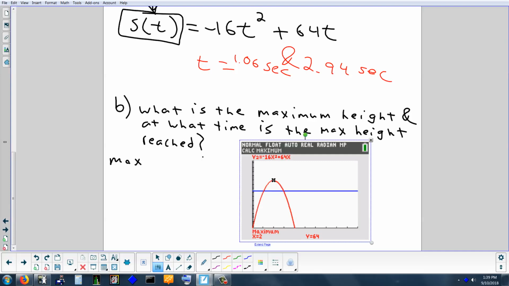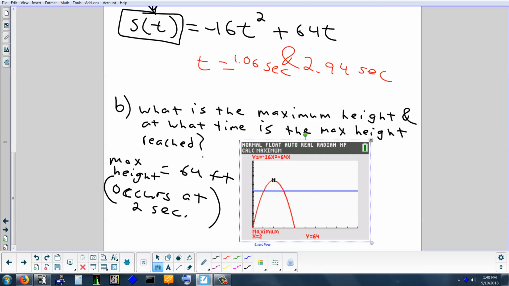So max height equals 64 feet, and this occurs at 2 seconds. So what is it? When is it? Any questions on that? Okay, so that's how you can calculate a maximum. A little harder to calculate a maximum algebraically. Without the calculator, you can use calculus to do it, but that's not something we get into.